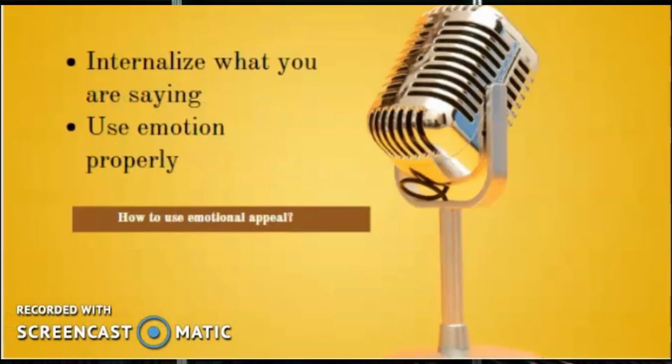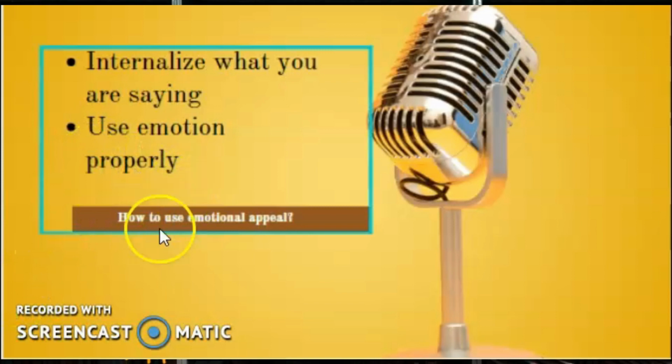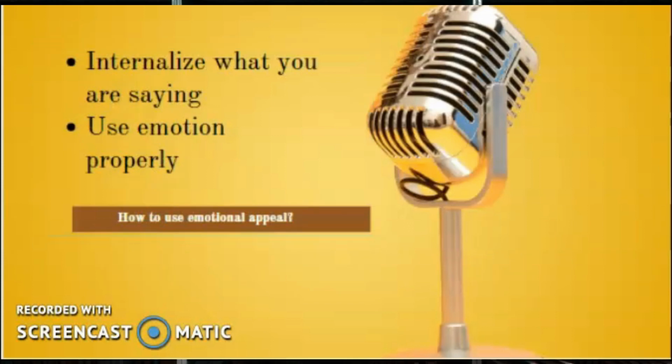Another thing, for us to be a credible speaker, we have to use our emotion properly. So how are we going to do it? The first one is that we have to internalize what we are saying. It means that you have to focus on your statements, you have to feel what you are saying, you have to be sincere enough, and you have to let your emotions flow freely. Okay, last is that you have to use your emotions properly. If you are happy, then smile. If you are sad, then cry. You don't have to cover it up. And also, be a persuasive speaker most of the time.